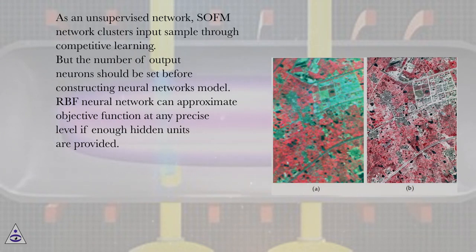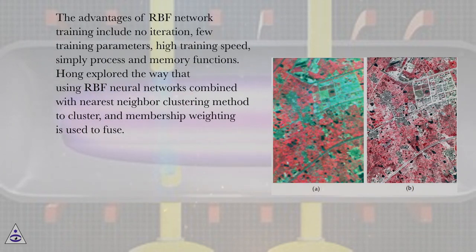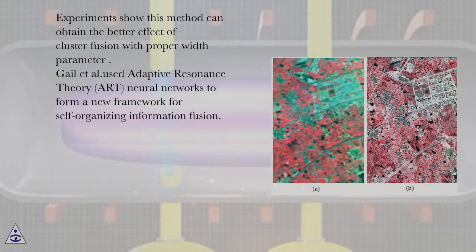RBF neural network can approximate an objective function at any precise level if enough hidden units are provided. The advantages of RBF network training include no iteration, few training parameters, high training speed, simple process and memory functions. Hong explored the way of using RBF neural networks combined with the nearest neighbor clustering method to cluster, and membership weighting is used to fuse. Experiments show this method can obtain a better effect of cluster fusion with proper width parameter.